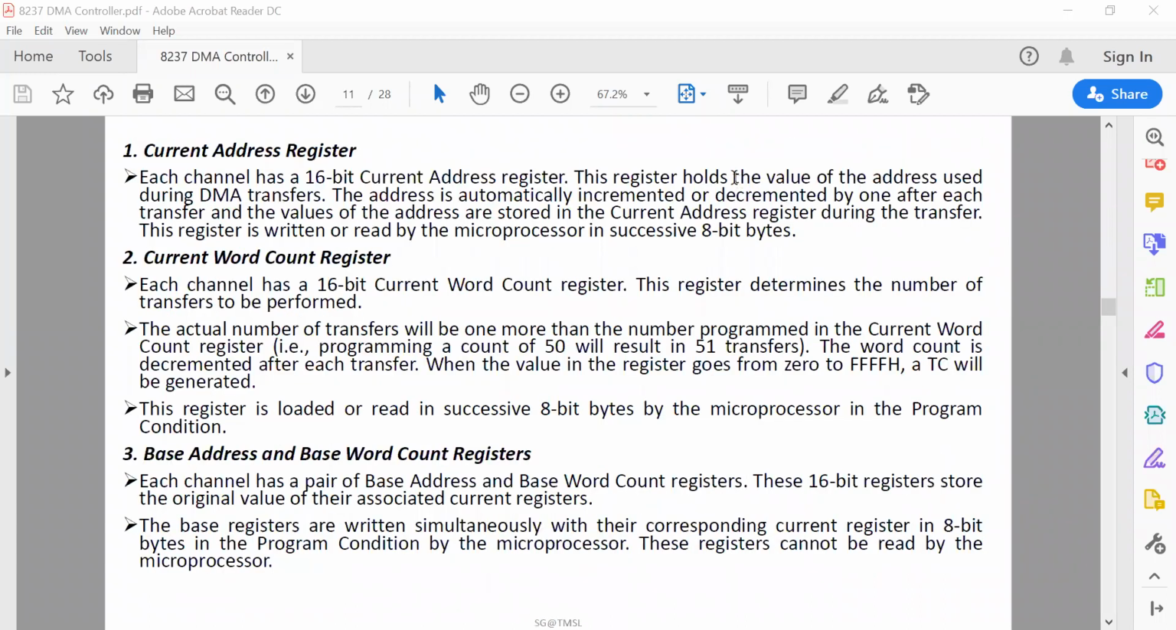So basically, the current address register, what is it? Each of the 4 DMA channels of 8237, what happened?